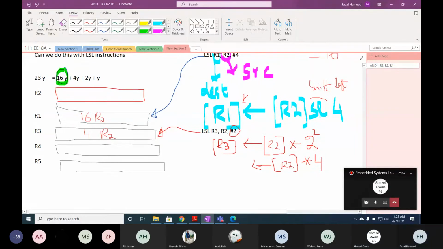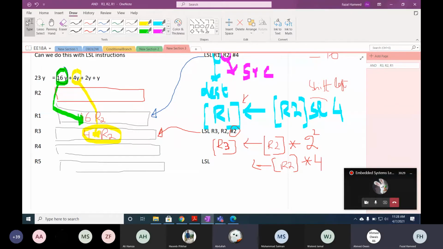The first operation is highlighted here. The second operation is 4R2. Okay, what should now be the third instruction? LSL. Very good. LSL R3, R2, hash 1. Not R3, because we have already used R3. R3 now has the contents of R2. We want to store this value in some temporary register, R4. Very good. Then R4, R2, hash 1.